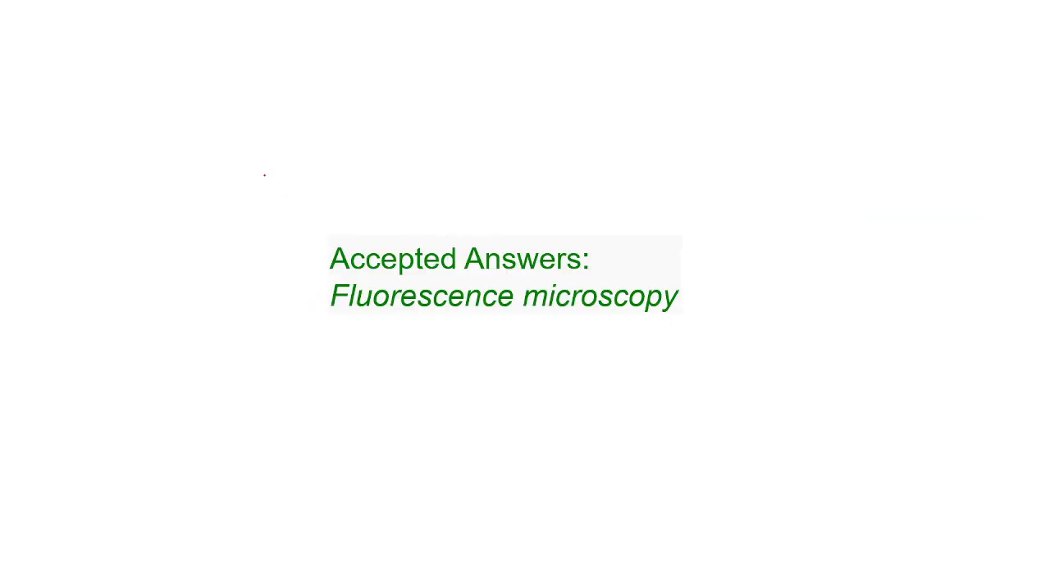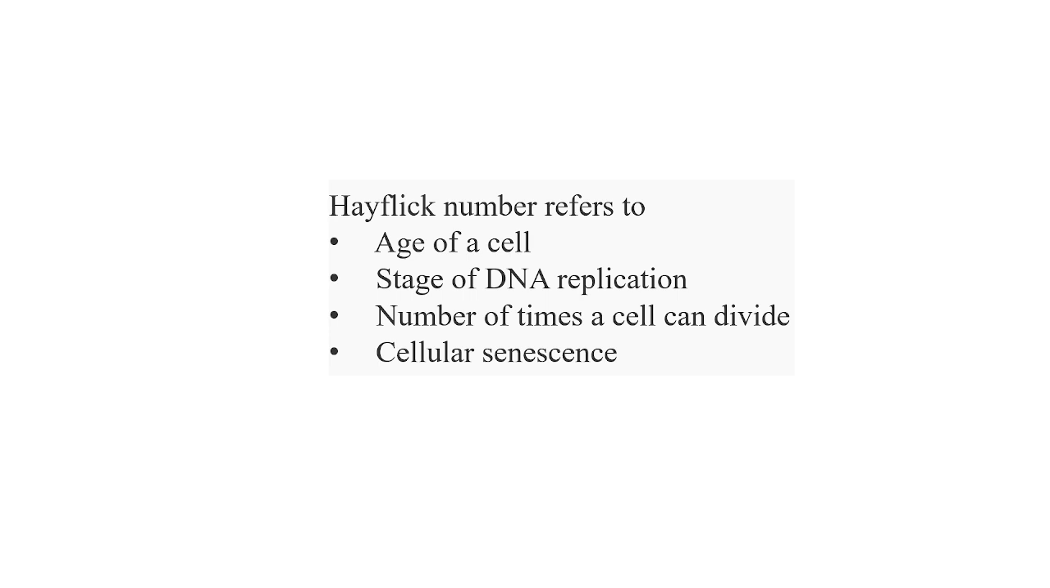Okay. So the next question is Hayflick number. Hayflick number refers to age of a cell, stage of DNA replication, number of times a cell can divide, or cellular senescence. What does the Hayflick number describe? Think and try to answer this question. Right now it is 4:58. I will switch the screen after 3 minutes.